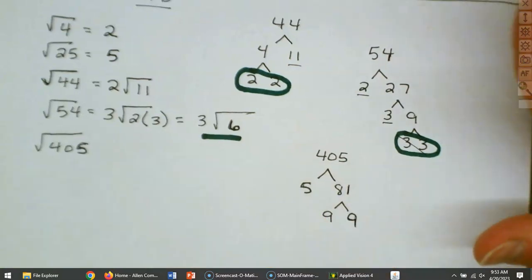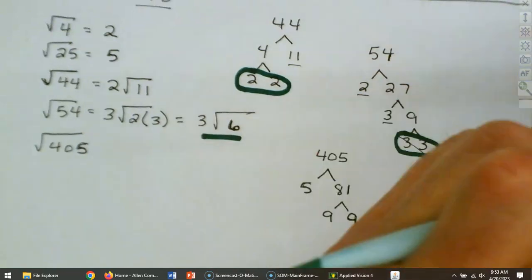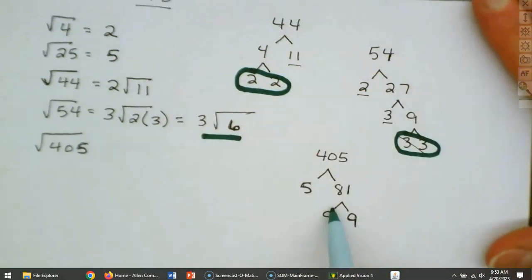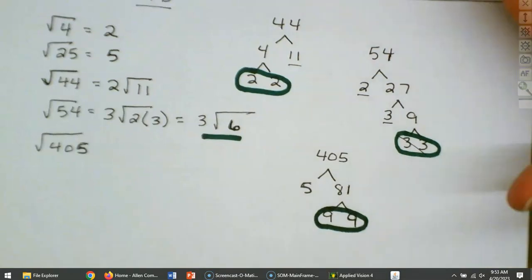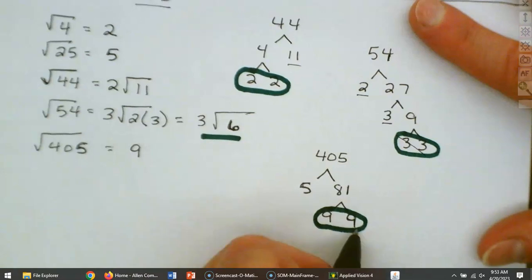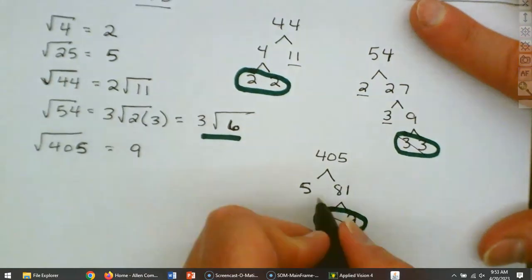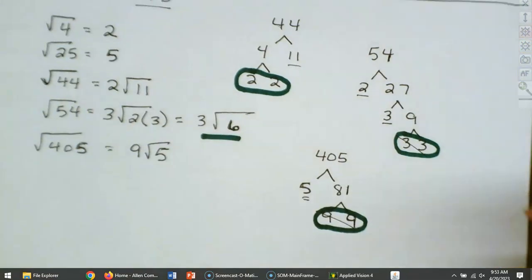Now, we do not need to break this down any further because we want pairs. These 9's could go further, but they're already paired together. So those 2 9's are going to be paired together, and that's going to come out to be 9. That's out in front. And what's left over? Square root of 5.